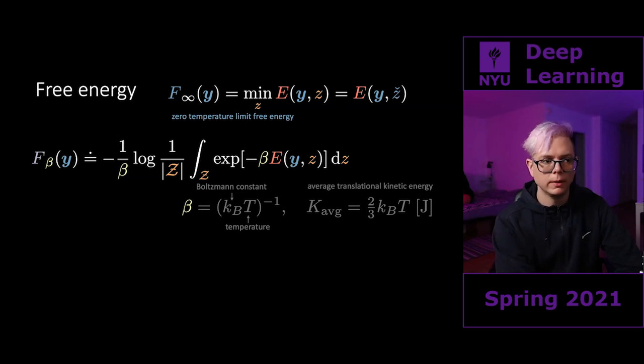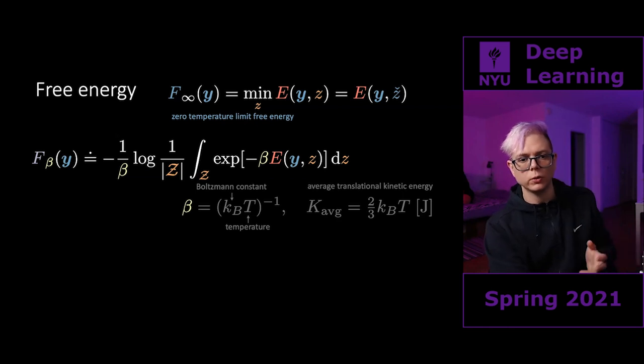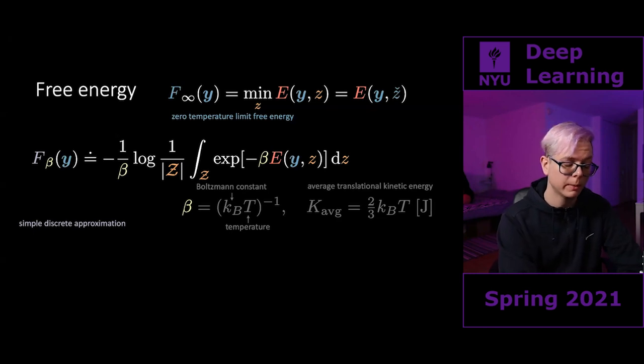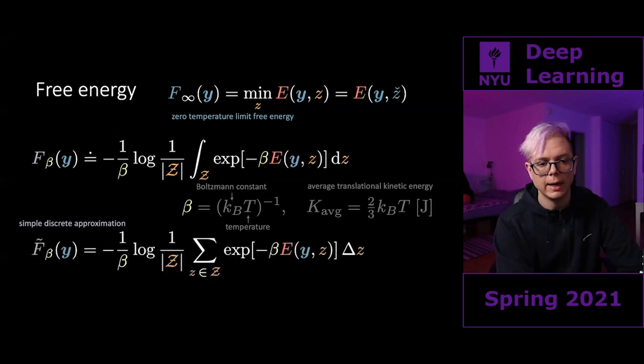Anyway, let's say I like to take a simple discretization. I don't know how to compute this integral. Maybe it's too complicated, too complex. I just want to make things easy. So a simple discrete approximation is the following. I have my F tilde, my approximate free energy. It's going to be the same stuff: minus 1/beta, log of the length of this domain, and then instead of having this Latin s, I have a Greek s here.